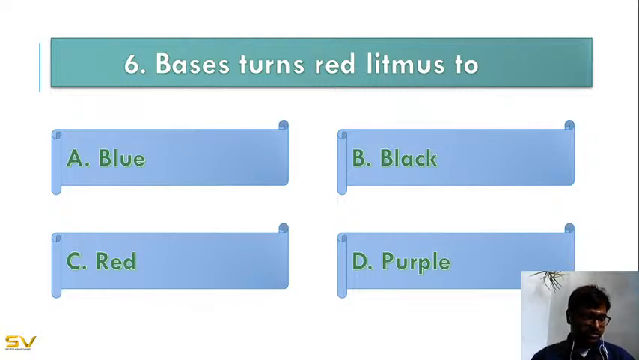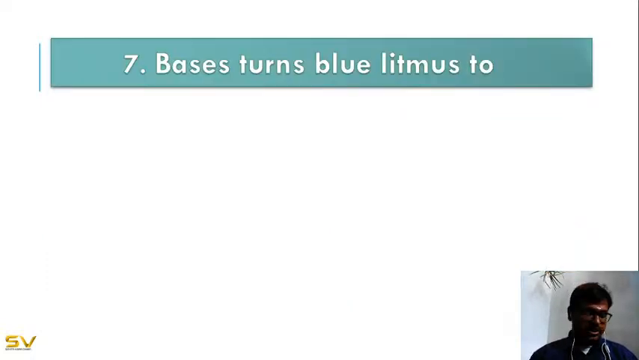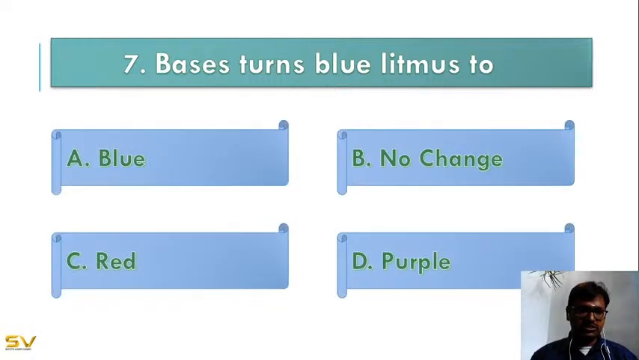Congratulations to those who answered correctly. Now coming to the next question. Bases turn blue litmus to what? What is the color of blue litmus when it is dipped in bases? Chandrasekhar Reddy, option A. I think, is it for the previous question or this question? If it is for this question, you have to recheck it once. So bases turn blue litmus to, this is the next question. Option A blue, option B no change, option C red, option D purple.